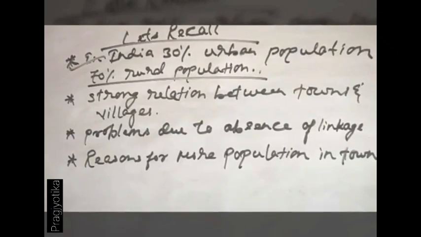Then we also learned that if there is an absence of linkage between the rural and the urban settlement, then a few problems may arise, and we have discussed the problems. What kind of problems may arise because of the absence of linkage? Then we also discussed the reason why more population is found in urban settlement or in towns.